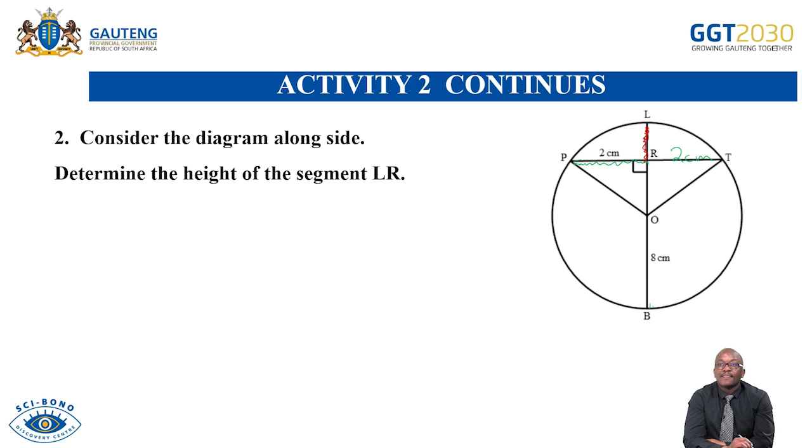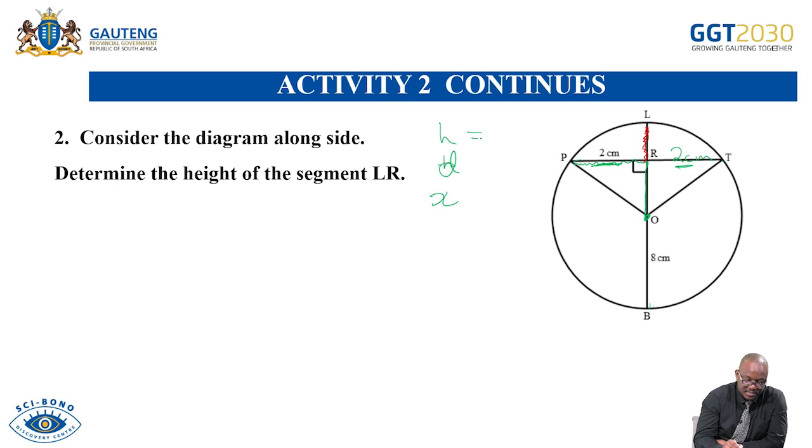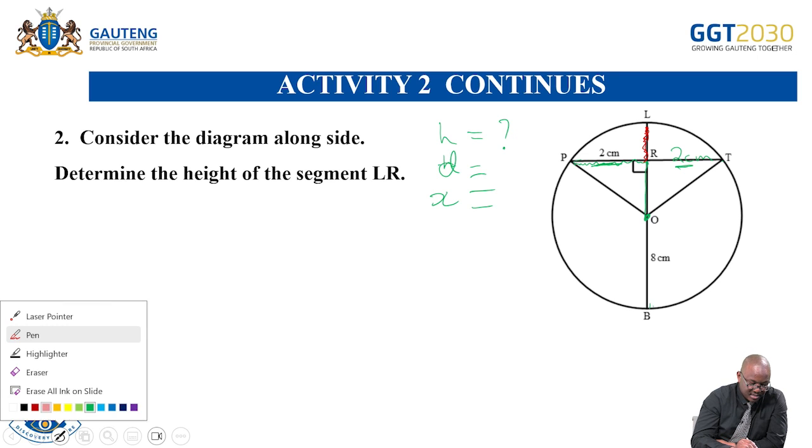Your PR and RT are equal in length because the line drawn from the center of a circle perpendicular to the chord bisects the chord. So our chord will be bisected into 2 and 2. It means the total length of chord is 4. Correct? So now, the few things that we have to do here is to get our H, our D, and our X. In this case, the formula, the question says we must determine the height, of which H is unknown.